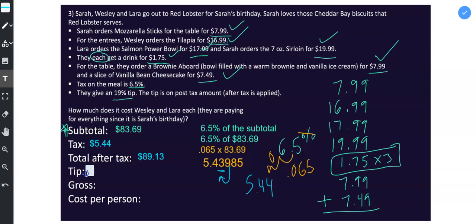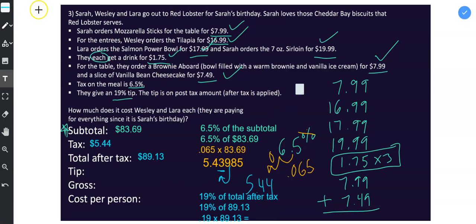Now we're ready to calculate the tip. They gave a 19% tip. The tip is on the post-tax amount, so the after-tax amount. You're not calculating it on the pre-tax amount, the subtotal, you're calculating it on this $89.13. So I'm going to write 19% of the total after tax is applied, so 19% of $89.13. 19% as a decimal is 0.19, so it's 0.19 times 89.13.